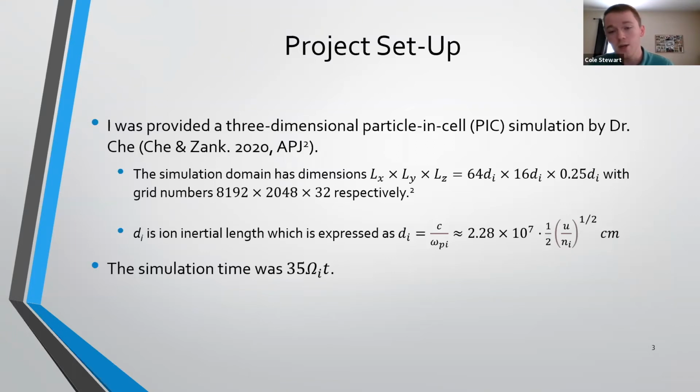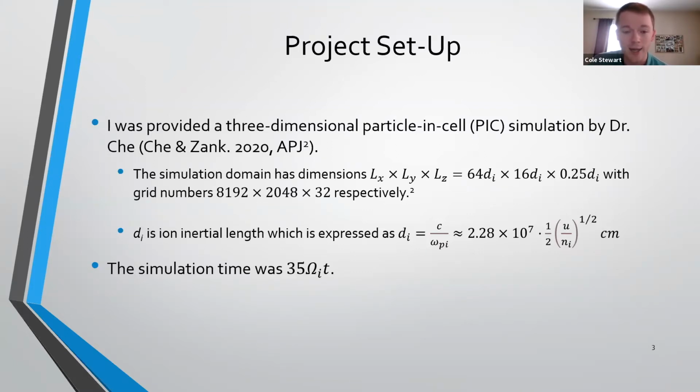I was provided a three-dimensional particle-in-cell simulation by Dr. Chair, which I utilized for my data collection. The simulation domain has dimensions x, y, and z of 64 di by 16 di by 0.25 di, with grid numbers 81, 92, 2048, and 32 respectively.